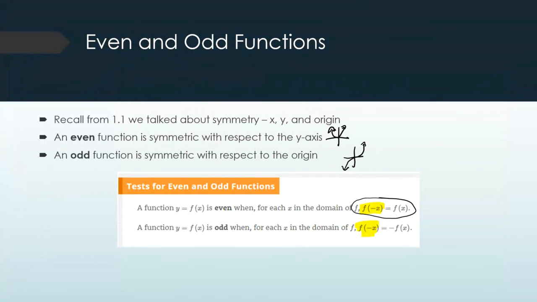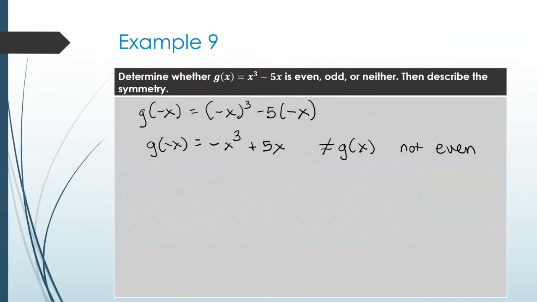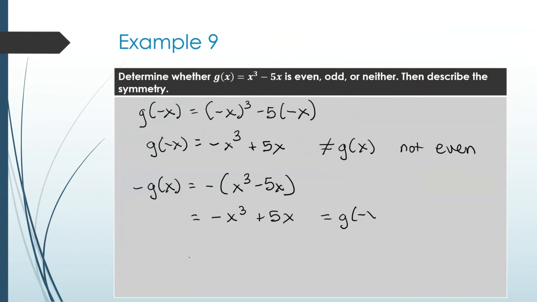The next thing is to test odd. Is it the opposite in sign? Is it negative and then your function? So negative g of x would be putting a negative, and then we have x cubed minus 5x. You distribute that negative, you get negative x cubed plus 5x. So that matches. That is equal to g of negative x. Those things are the same.